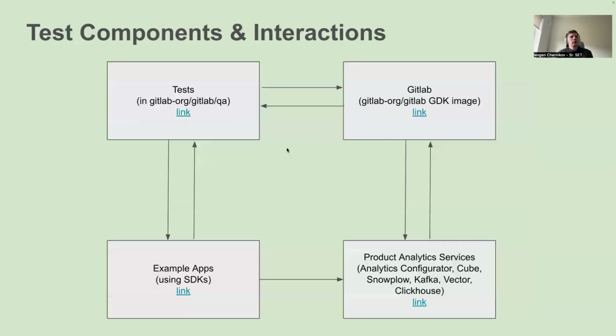So next part is how we run end-to-end tests for Product Analytics. To run end-to-end tests for Product Analytics, we need at least three and sometimes four components. The three required components are the tests themselves, a GitLab instance that we can run using the GDK image, GitLab Development Kit, and Product Analytics services. Then the optional component would be example apps.